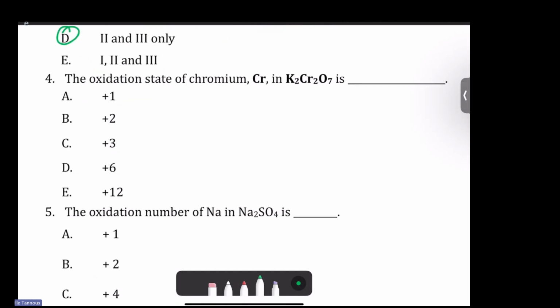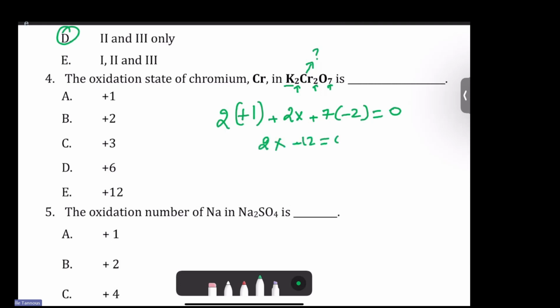Now, the oxidation number of chromium. K belongs to group 1. I have 2K plus 2 unknowns plus 7 oxygen. Each one is negative 2. The total is equal to 0. So 2x minus 14 plus 2 equals 0, so x will be 6. D.